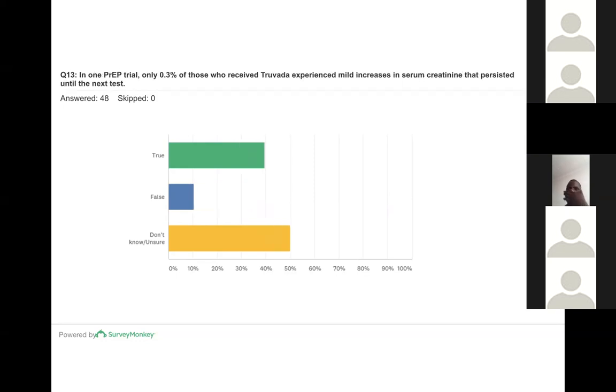In one PrEP trial, only 0.3% of those who received Truvada experienced mild increases in serum creatinine that persisted until the next test. So most of you answered that you don't know, but hopefully at this point, it's very clear that among the 4 side effects we talked about, nausea was the most common, followed by headache, followed by weight loss, followed by a slight increase in serum creatinine, but only 0.3% of those who received Truvada experienced this in the next test.